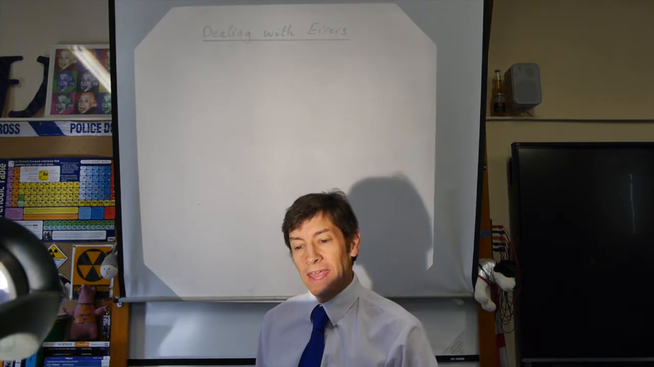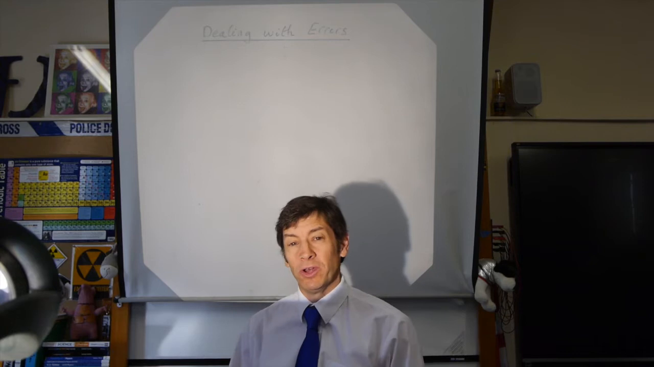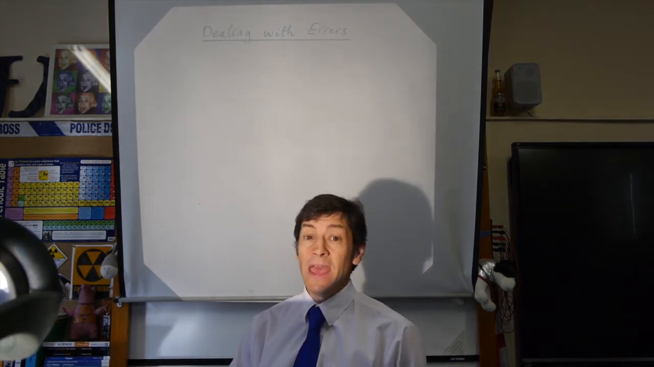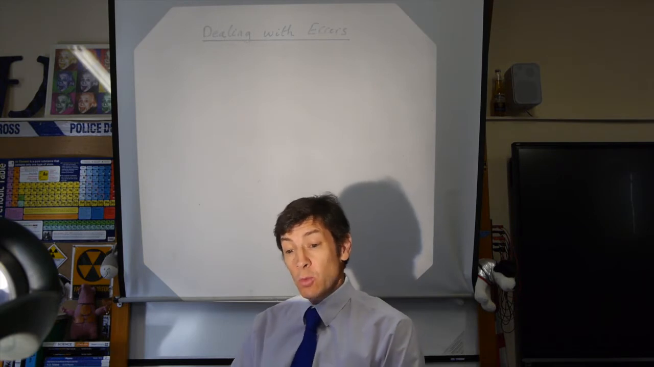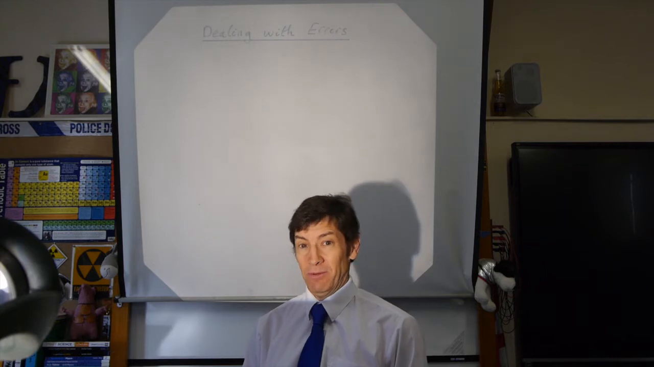So, what we're going to look at in this video, and I'm going to be taking the work forward from a previous one I did on looking at the language of experimentation and what type of errors we have. We're going to look at how we deal with those errors mathematically when we do experiments.